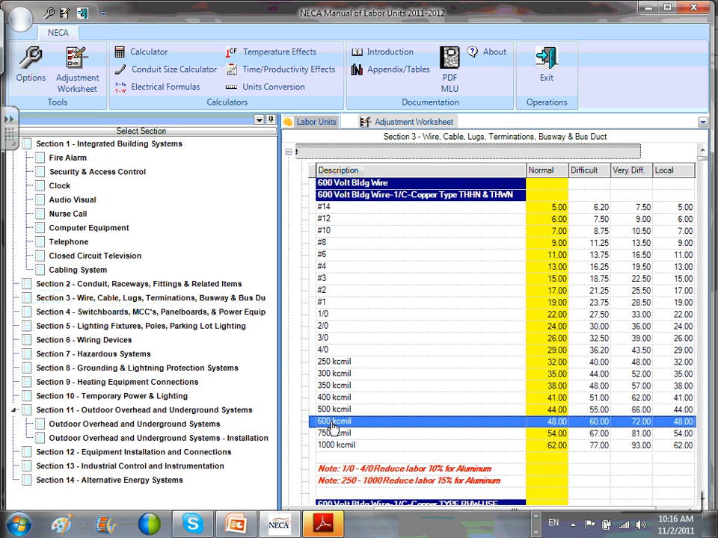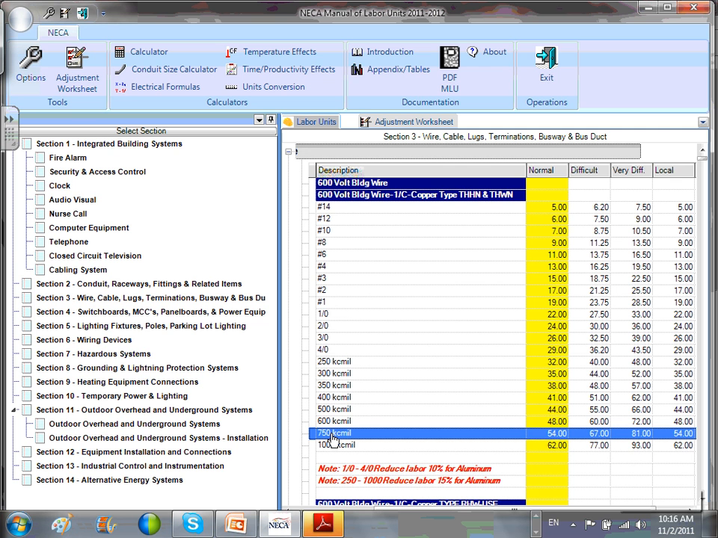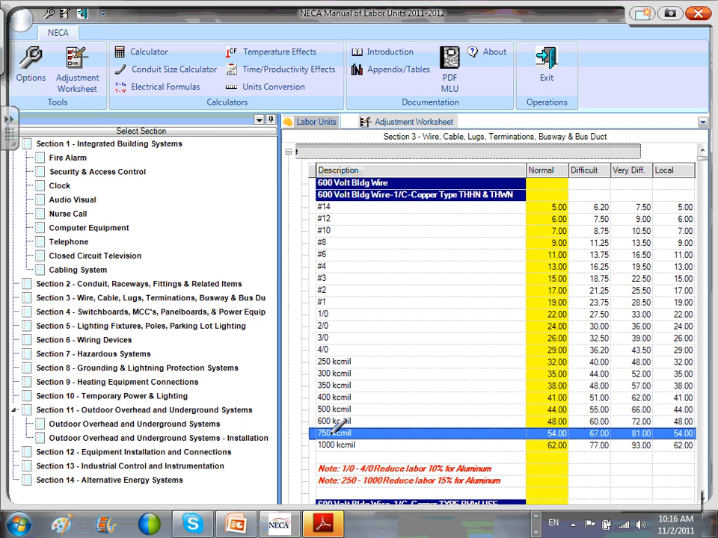Chris, what was the size of your conductor? Was it 600 that you brought to the building, or 750? 700? Okay, I don't have 700. I'm going to use 750. So I have 750. Let's say it was the same normal application, 54. Can you guys see that? It's 54.